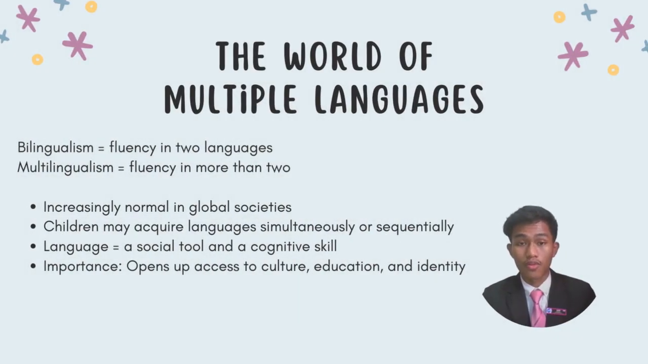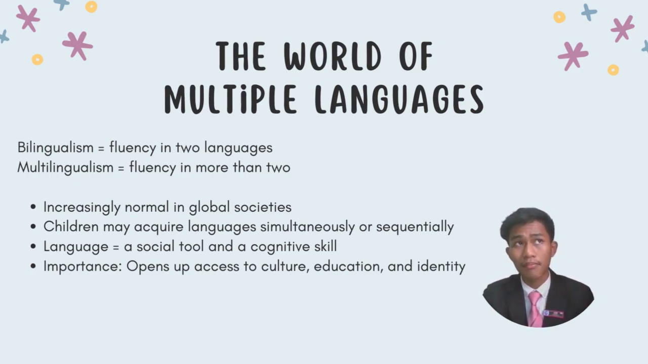So for the first slide, what I want to introduce is the basics first. So the world of multiple languages. So first, let's understand the key terms in this discussion, which is bilingualism and also multilingualism. So bilingualism refers to the ability to speak and understand two languages. So this is often the result of growing up in a household or a society where two languages are used regularly. Meanwhile, multilingualism means the ability to use more than two languages.